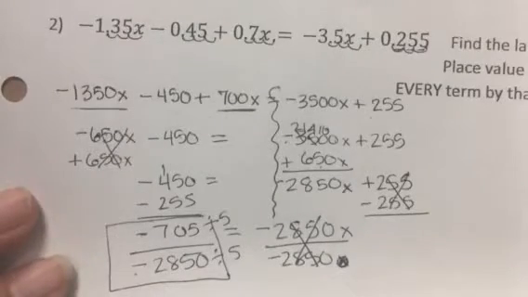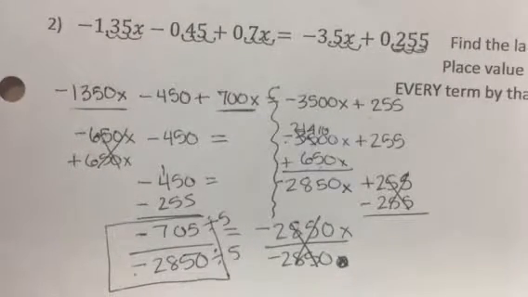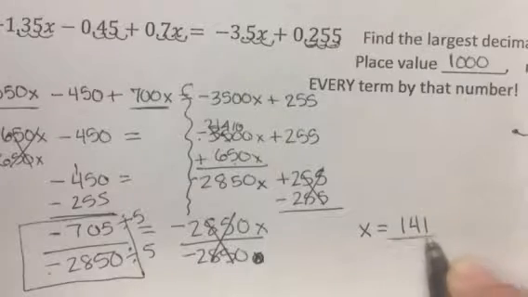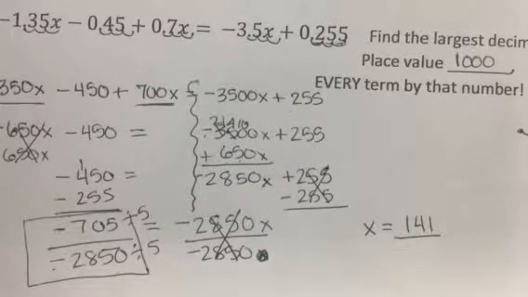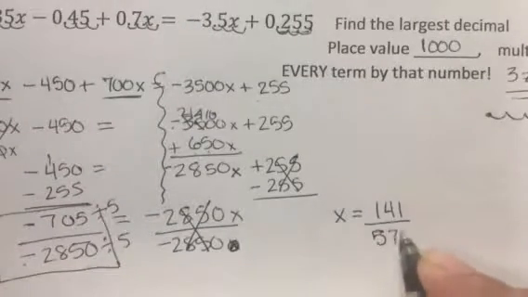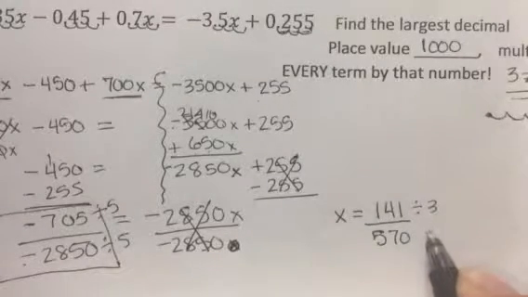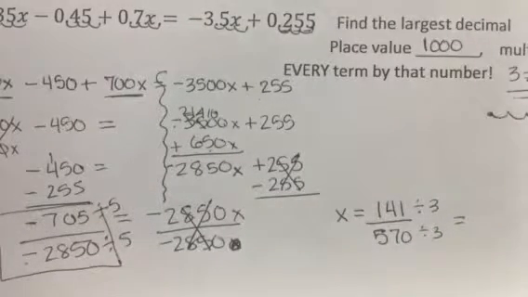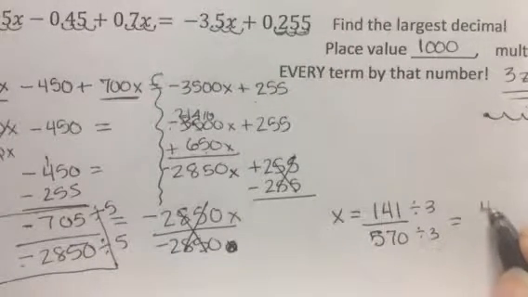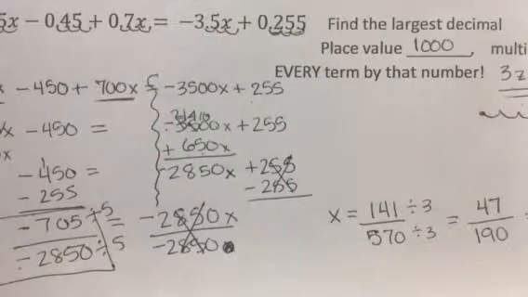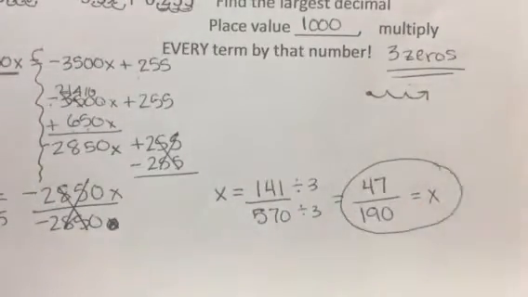When I take 705 and I divide it by 5, I get 141. So I'm going to put this over here. So x equals 141 over, then I need to take 2,850 and divide it by 5 over 570. Now I want to look, is this divisible by anything else? Well, I know that 1 plus 4 plus 1 is 6. That's divisible by 3. 5 plus 7 is 12 is also divisible by 3, so I'm going to divide by 3. 141 divided by 3 equals 47. And 570 divided by 3 equals 190. So this is actually the value of x.